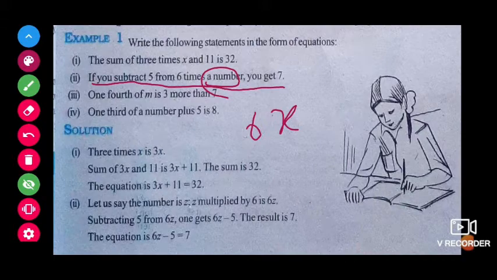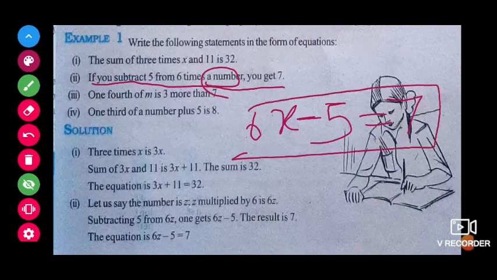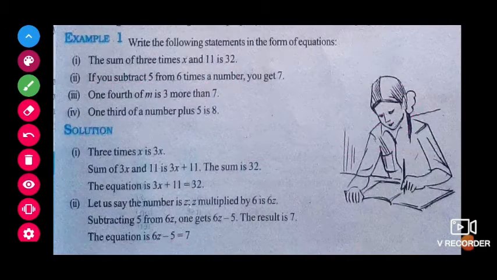so after 6 times x, subtract 5. Then you will get 7. So what is our expression? 6x minus 5 is equal to 7. Here you can observe they have taken x. The unknown value you can take as any alphabet. You can even take A, B, C, D like that. Anything you want you can take. Okay. Now the next statement: the 1/4 of m is more than 7. That means 1/4 of m.